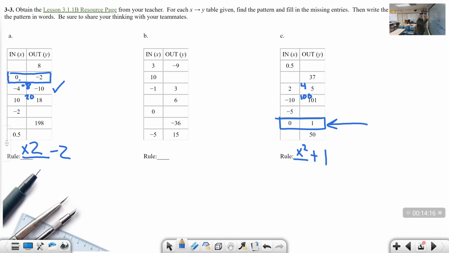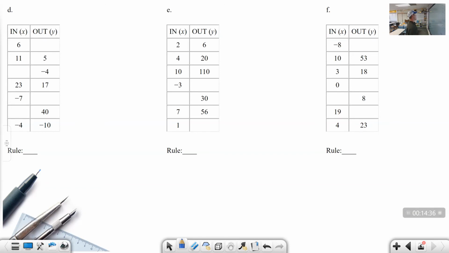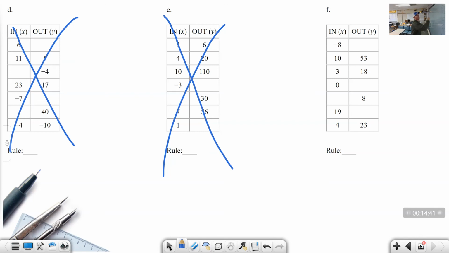Now over here, I want you to look. And I'll go ahead and verify that this table is a proportional relationship. Now you are responsible to fill in A, B, and C. However, you are not responsible for D, E, or F. You do not need to do those 3. Okay? Because the practice that you are going to end up doing is in your review and preview.